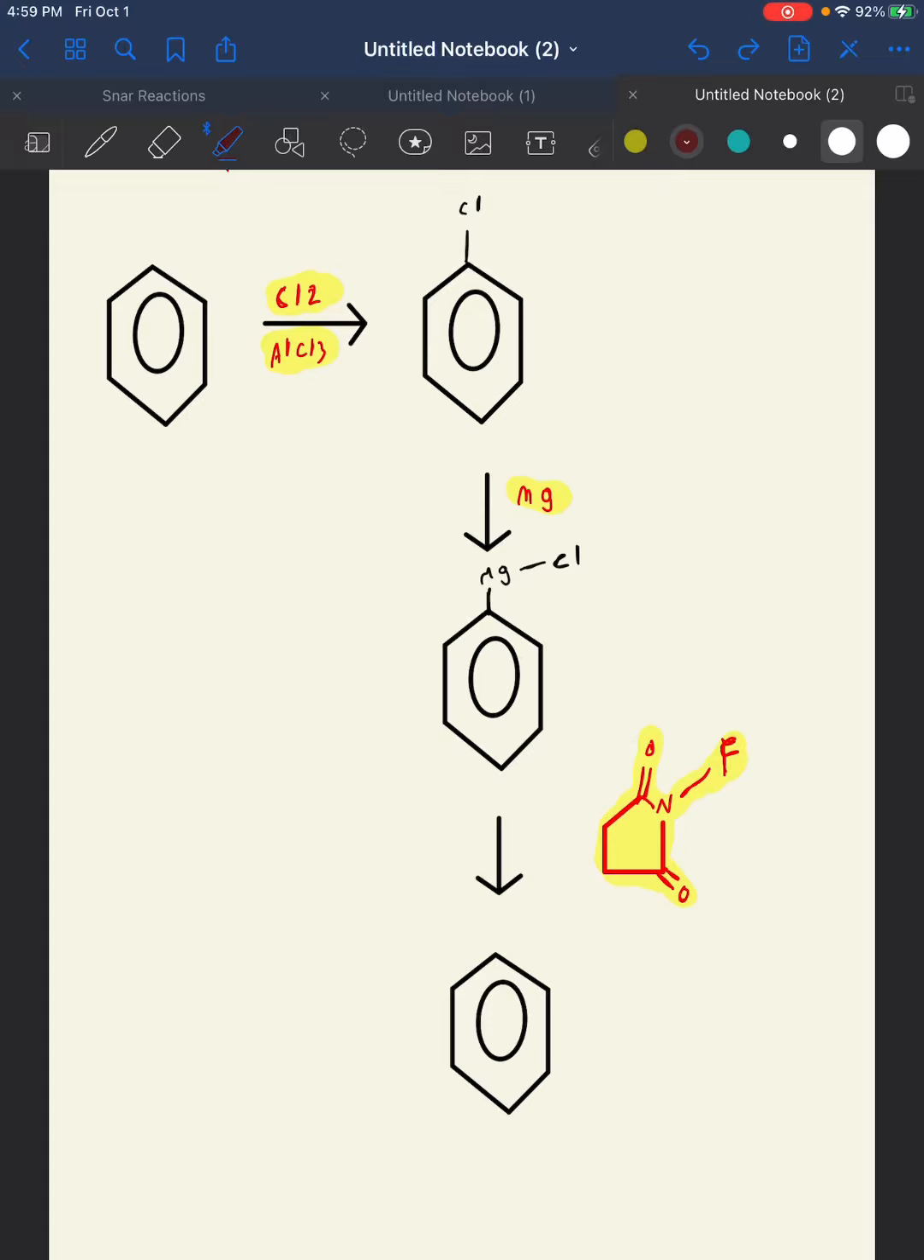Now then, once we react it with this molecule right here, all that happens is whatever halogen is present here replaces the halogen that is present on that Mg. So we're going to replace this Cl with a fluorine and get rid of that magnesium, and this would be your final product right here.